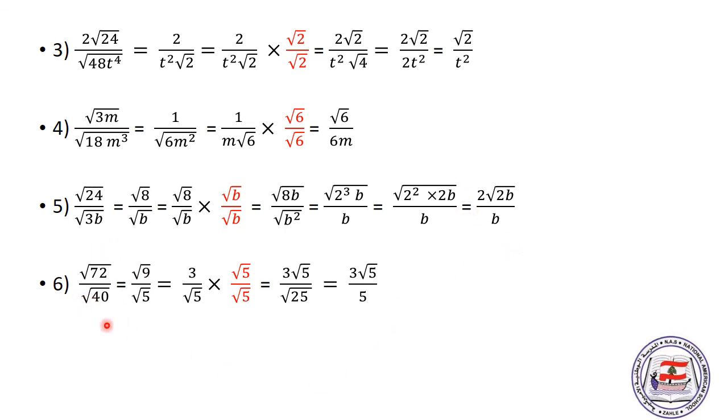In number 6, radical 72 over radical 40. Dividing the fraction by radical 8, we get radical 9 over radical 5. Radical 9 is 3, so 3 over radical 5. In order to rationalize this fraction, we need to multiply by radical 5 in the denominator and in the numerator. So we get 3 radical 5 over radical 25, which gives 3 radical 5 over 5.